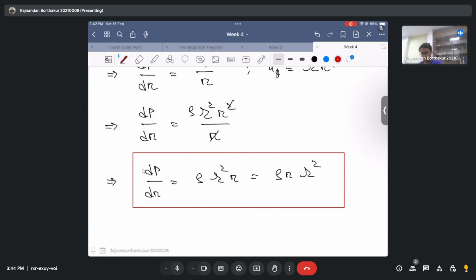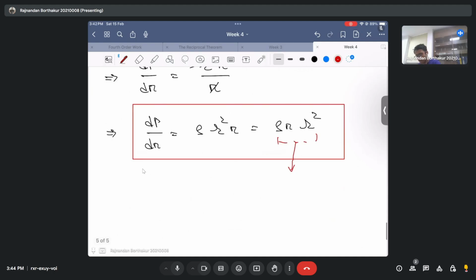That's what the math says. But if you carefully have a look at this term, what is this term? If you compare it with this term, m r omega squared, what is this? This is essentially the centrifugal force.